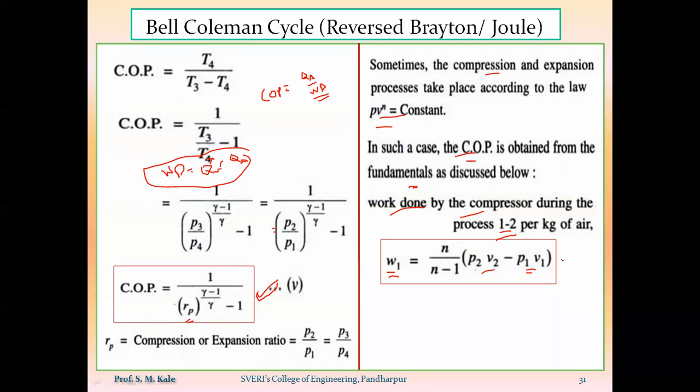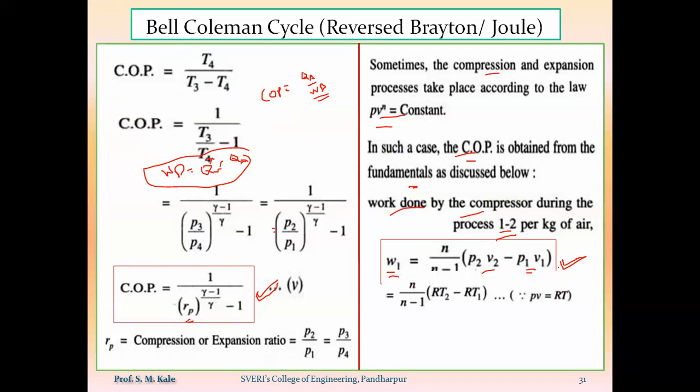This formula you have also seen in the thermodynamics subject. Have you seen or not? In the thermodynamics subject, you have seen this value of work done for polytropic processes. So work done on the compressor is equal to n upon n minus 1, P2 V2 minus P1 V1.